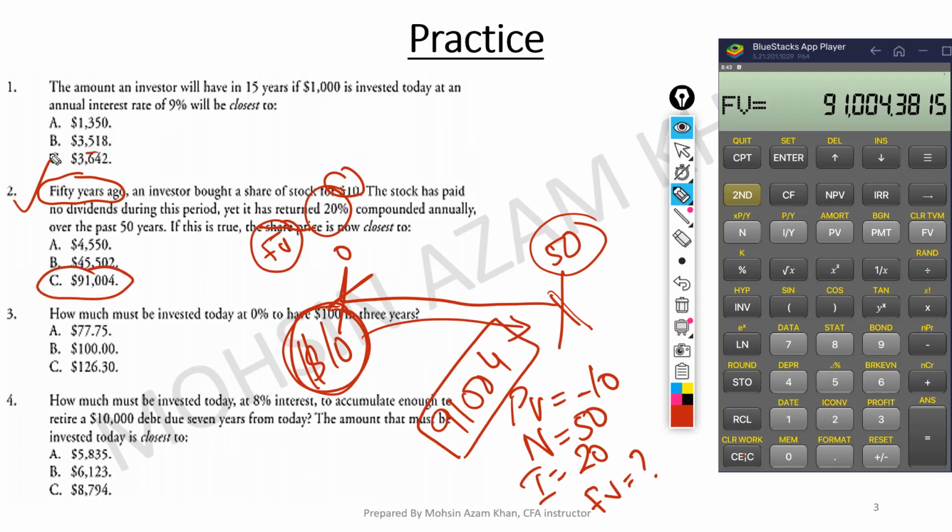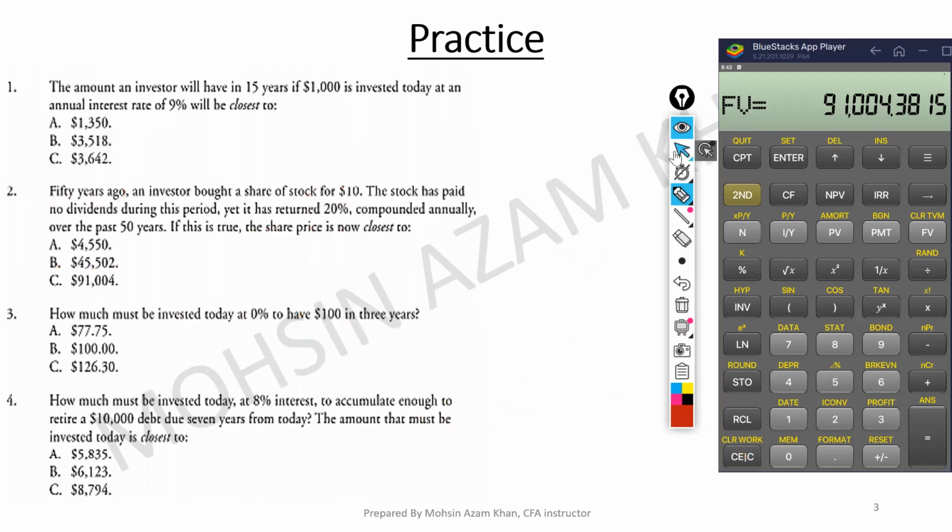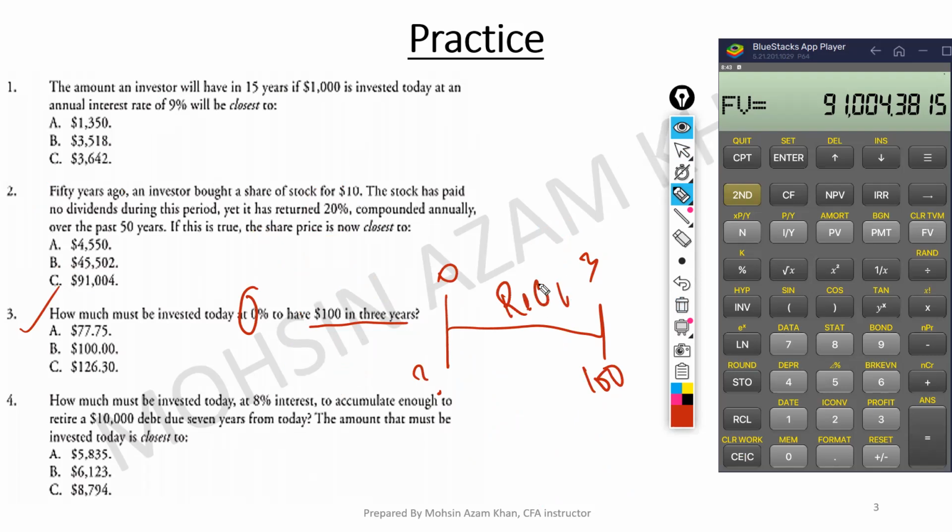The first one was, I guess, C as well. This is also C. Question 3 is very simple if you can just do it logically. It says, how much must be invested today at 0% to have 100 in 3 years? He's saying how much to invest today if you want 100 in 3 years if the return is 0. So if the return is 0, then obviously future value and present value will always be the same amount.